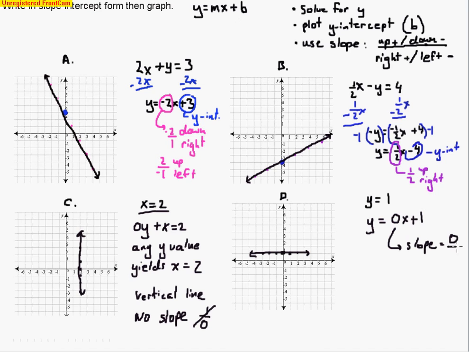0 over any number, it could be any number you wanted to put there, and it would still be a horizontal line. So if we ever have y equaling a number, it's a horizontal line, where the slope equals 0. If it's x equals a number, then it's going to end up being a vertical line. Well, that's part 2. We'll take a look at the next set of directions tomorrow.